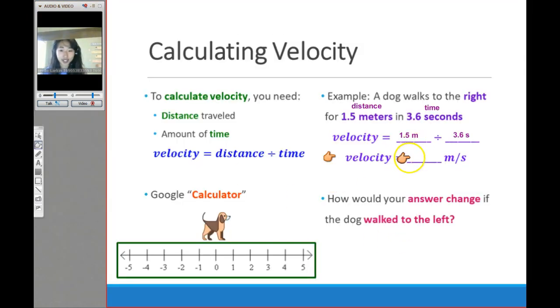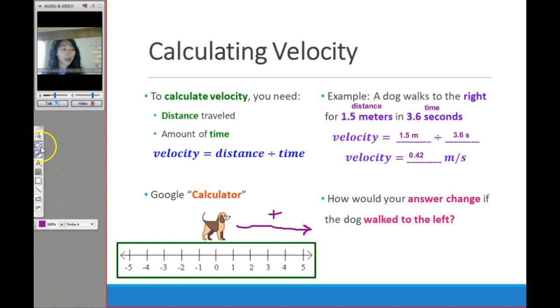Excellent. Okay, so let me go ahead and jump in here and I want to put this here. So this is going to be 0.42 and our units, right, we had meters divided by seconds, so our units should be meters per second, m/s. Okay, thumbs up if you feel good about that. So 0.42 meters per second. Excellent. Okay, now specifically the 0.42 meters per second tells us that the dog is moving to the right. All right, because to the right is the positive direction.